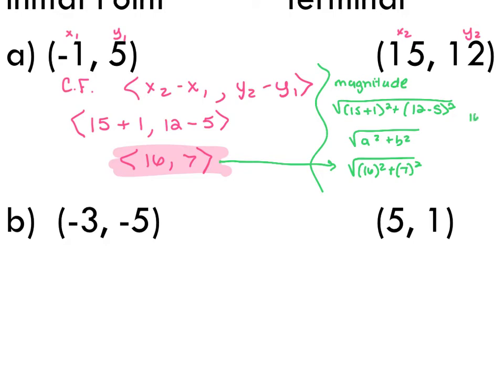So I get 16 times 16, which is 256 plus 49, or 305. It's the square root, but I need to make sure it can't be simplified, right? I know for sure 5 goes in here. It goes in 61 times. 61 is prime. So I can leave it as the square root of 305.